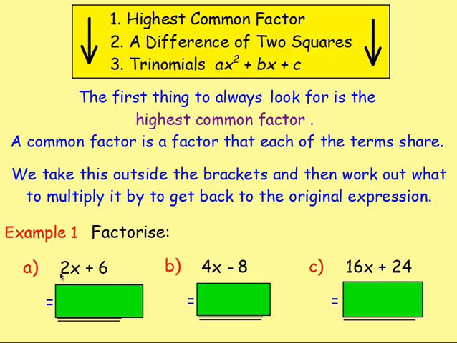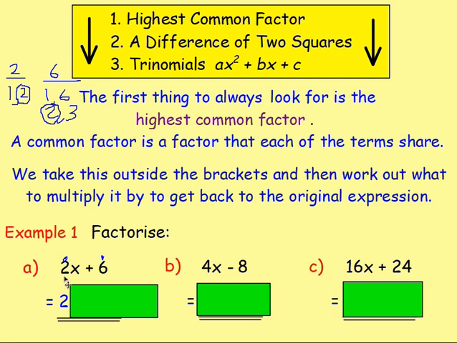Hopefully, you remember this. So, if you have 2x add 6, what you're really doing is you're taking the numbers 2 and 6, and you're thinking of factors of each of them. The factors of 2 are 1 and 2, since 1 times 2. The factors of 6 are 1 times 6, or 2 times 3. The largest one they have in common is the 2. So that is why that is the highest common factor.